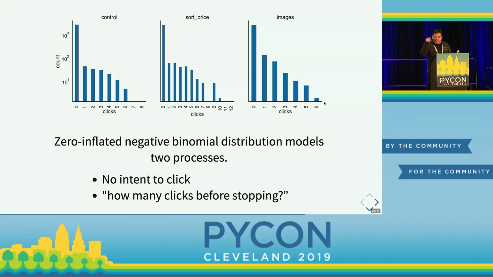Sometimes they see the result and they make the purchase straight away, so 0 clicks. And sometimes they need a first and a second and a third and a fourth click around before they actually make that purchase, all right? So the zero inflated negative binomial distribution turns out to be the distribution that models this process.